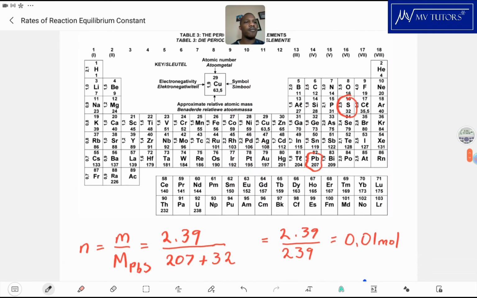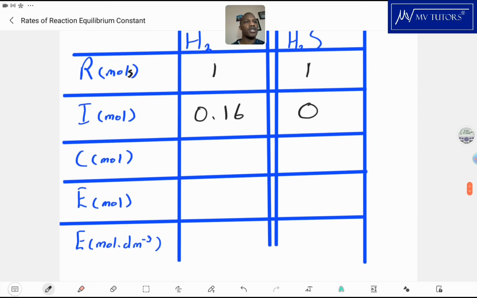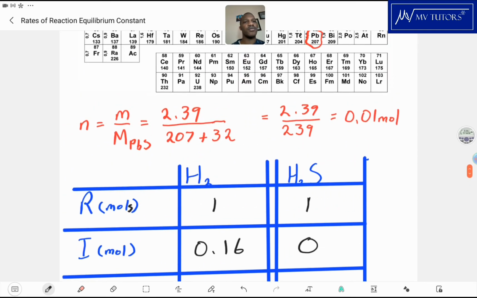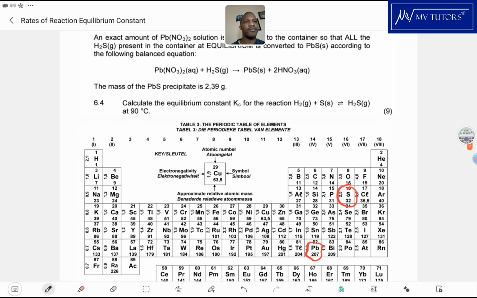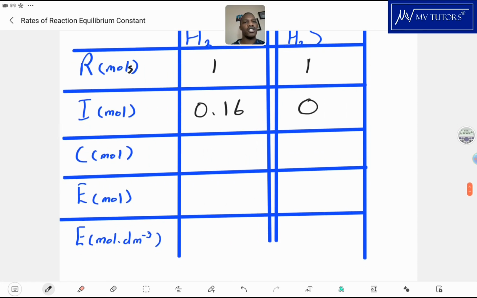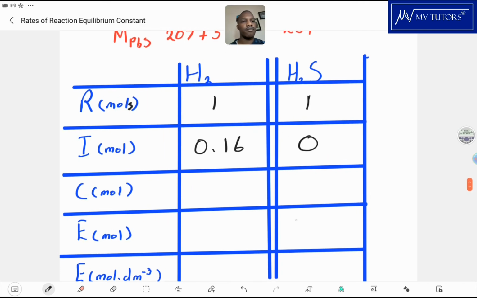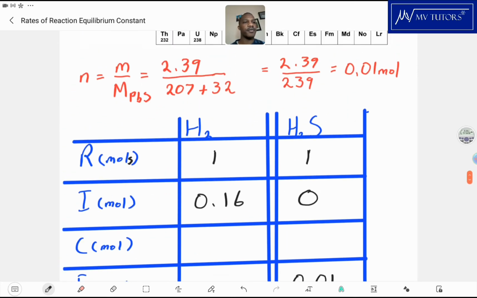Now this, what we just solved, this 0.01 is actually the number of moles in equilibrium. Okay, or we can put it under change, it's the change. But for the purposes of understanding this question, let's put it under equilibrium. So we solve under equilibrium, it's 0.01 mole.